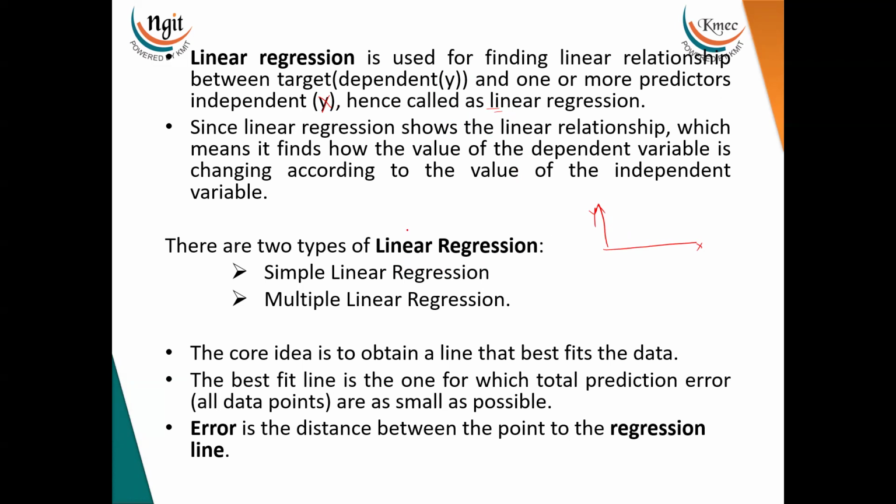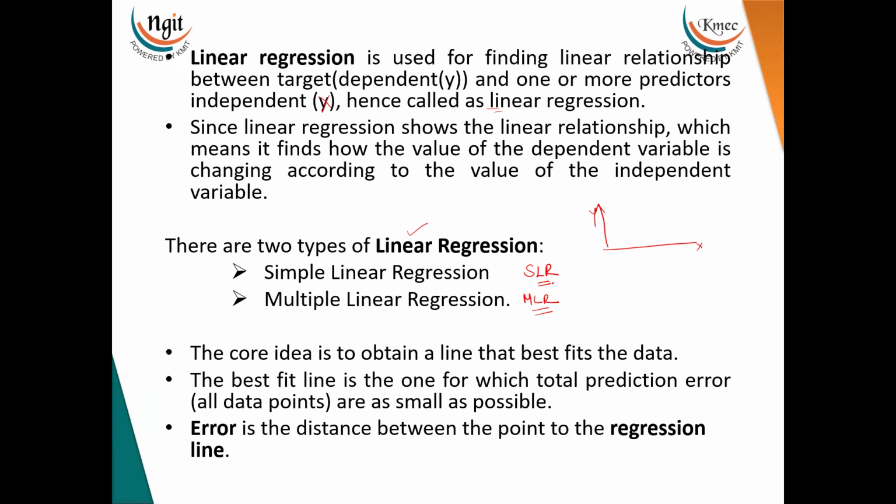And coming to the types of linear regression, we have mainly two types. One is simple linear regression, which we can also call SLR. And one more is multiple linear regression, which we can call MLR. So, simple linear regression and multiple linear regression.